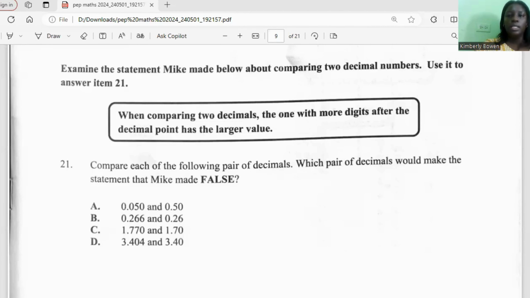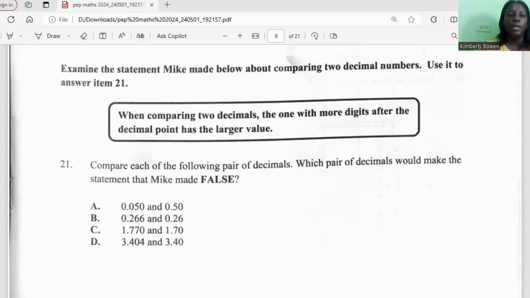All right, so question 21 says, examine the statement Mike made about comparing two decimal numbers. Use it to answer item 21. When comparing two decimal numbers, the one with more digits after the decimal point has the larger value. Compare each of the following pair of decimals. Which pair of decimals would make the statement that Mike made false?